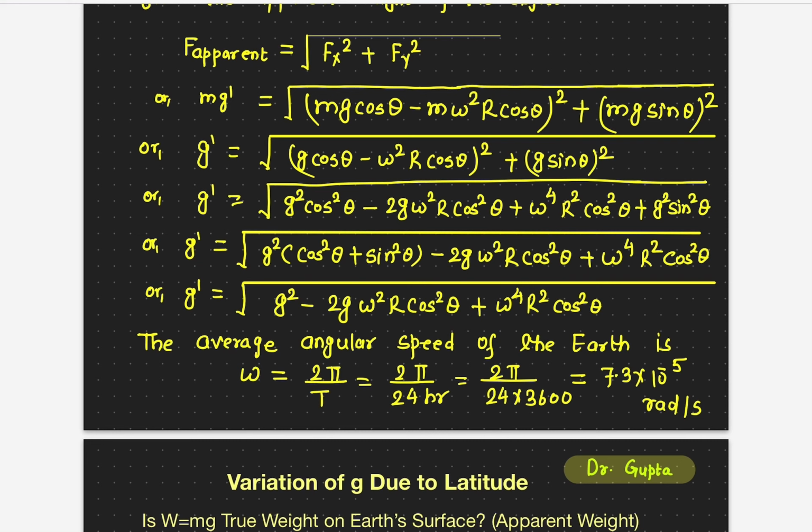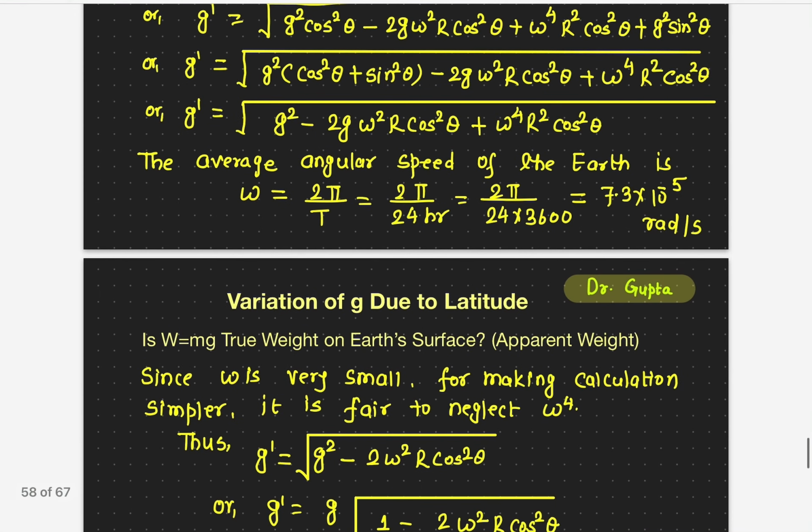This is still a long equation. Now we're going to make this equation a little bit shorter. If you look at the value of omega, omega is 2 pi over T. What is T? T is the time period. What does that mean? That means how long it takes for the earth to complete one complete cycle. That's the day-night cycle, the 24 hours. So if you plug in the 24 hours and calculate, this is the value you will get. That is called the angular speed of the earth.